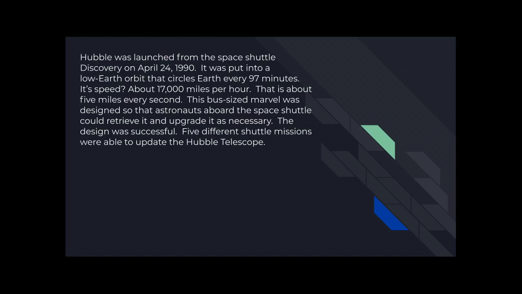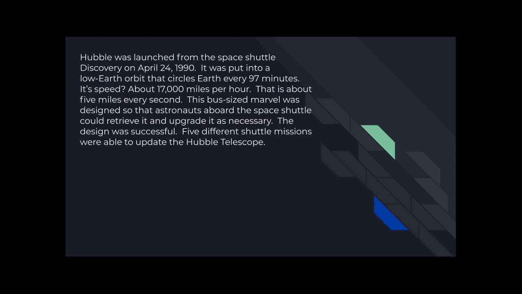Let's look at an example of a passage about the Hubble Space Telescope and practice pulling key information from this passage. Hubble was launched from the Space Shuttle Discovery on April 24, 1990. It was put into a low Earth orbit that circles Earth every 97 minutes. Its speed, about 17,000 miles per hour. That is about 5 miles every second.